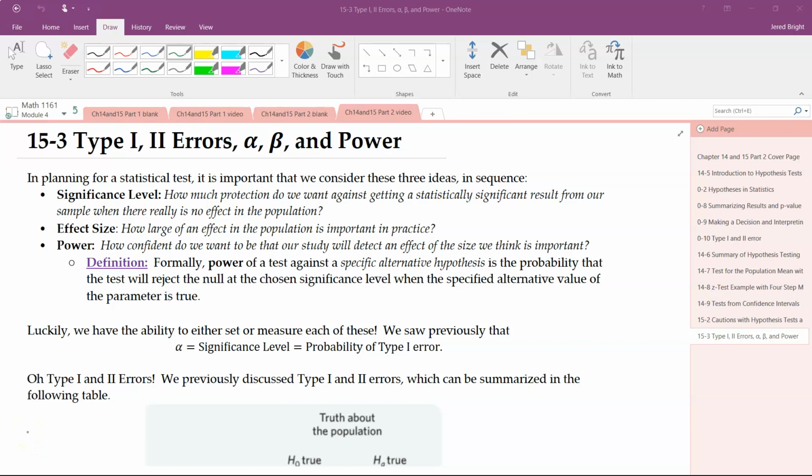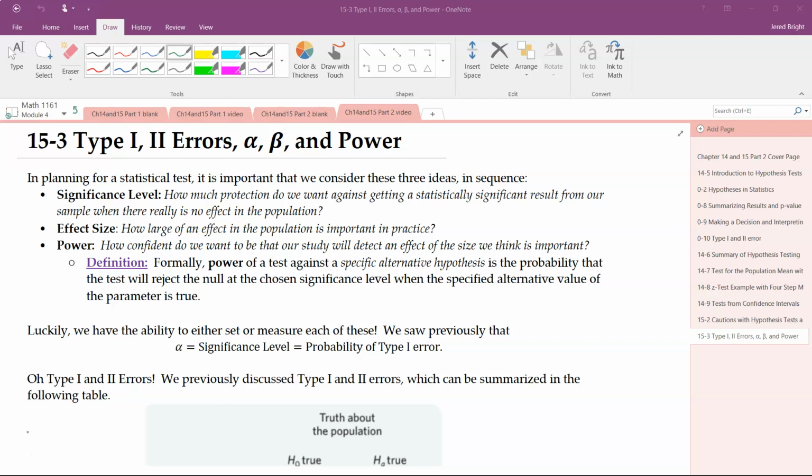As a final wrap up, when we are doing a statistical test and starting our analysis procedure, we need to consider three ideas in sequence. First we need to think about a significance level, and that's something that we as researchers can control. We can state the significance level, and that's usually defined in the context, like what is significant. Then once we determine significance, we want to think about effect size, and this was mentioned at the end of the last video, but the overall concept is how large of an effect in the population is important.